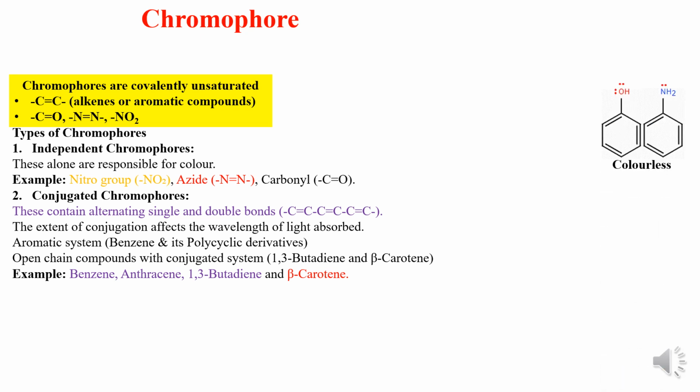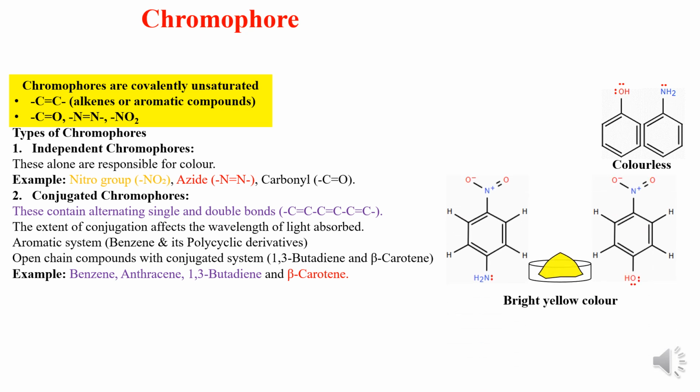So let me mention some of the examples. Both phenol and aniline are colorless in nature, while para-nitroaniline and para-nitrophenol are bright yellow colored compounds. This is because of the presence of the independent chromophore, that is the nitro group. So independent chromophores like the nitro group are solely responsible for the color of the compound.